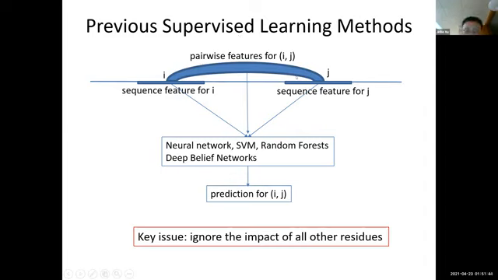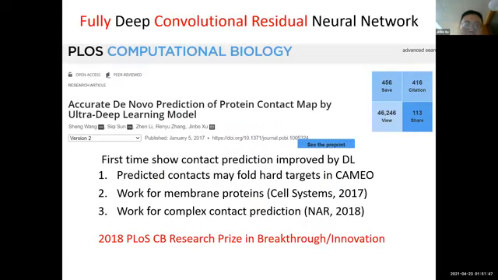So to deal with this, we developed a new method. This method will predict all contacts in a protein simultaneously. So instead of just looking at the information surrounding two residues, we will look at information in the whole protein. This method is called the fully deep convolutional residual neural network. In this work, we first show that by using deep learning, we can significantly improve the contact prediction. If you want to know details, you can check out our paper. Actually, for some very hard test proteins, we can triple the contact precision by using deep learning.